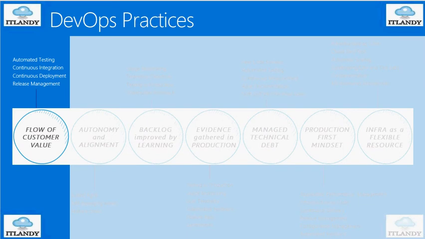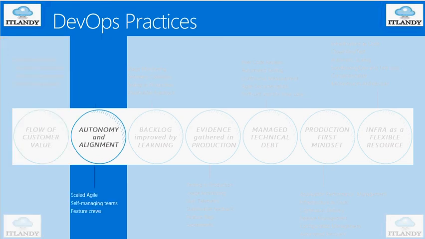The first thing to start with is automation, or automating testing, continuous integration, continuous deployment, and release management. The flow refers to organizations that are able to control the life cycle from creation, validation, and all the way down to adding value. Now moving next to autonomy and alignment, scalability, self-managing teams, feature crews. This is the main goal for each team: to be able to address and deliver what they are meant to without too much restriction that will impact their productivity.